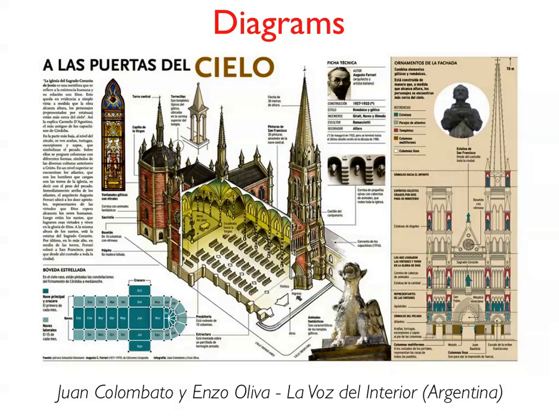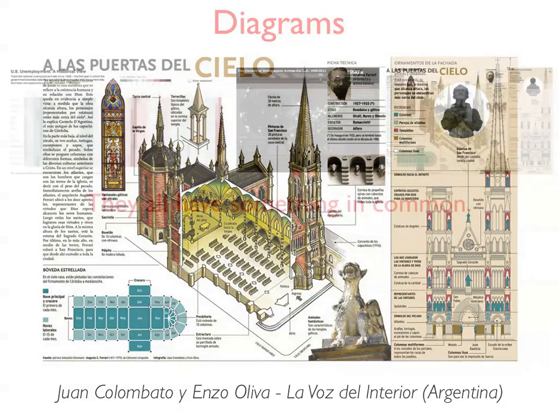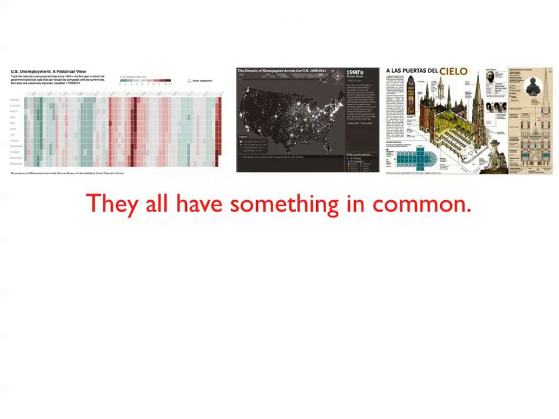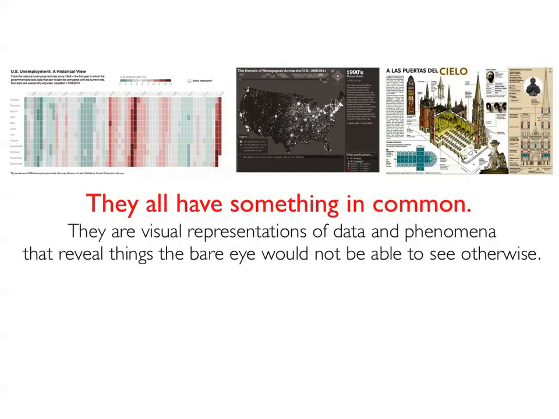The question you may have at this point is, what do these 3 examples, the ones that we have seen so far, have in common? Because they have things in common. And I would argue that the answer to that question is that the 3 of them are visual representations of data and phenomena that reveal things the bare eye would not be able to see otherwise.